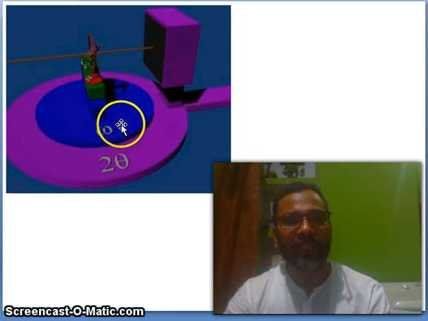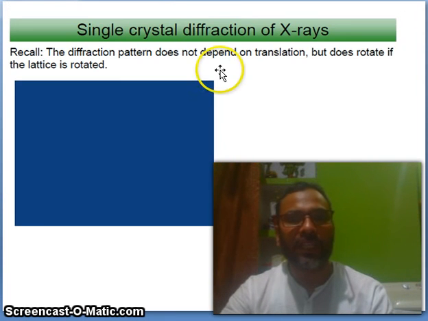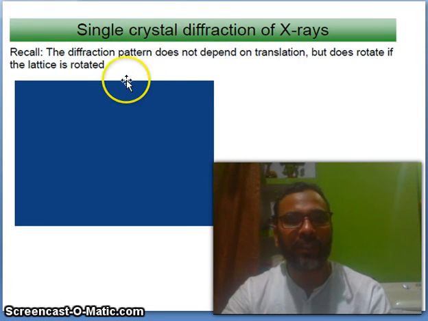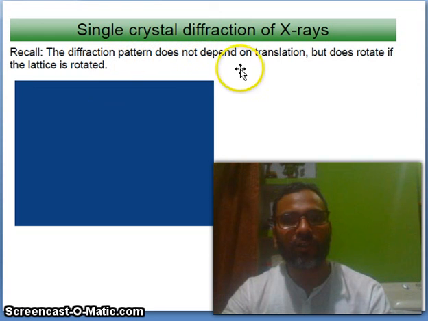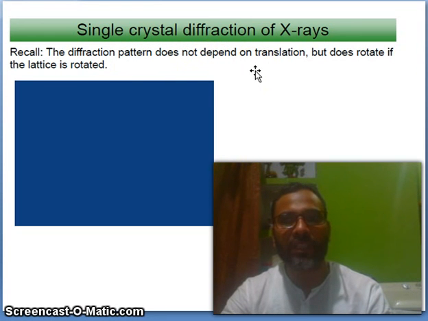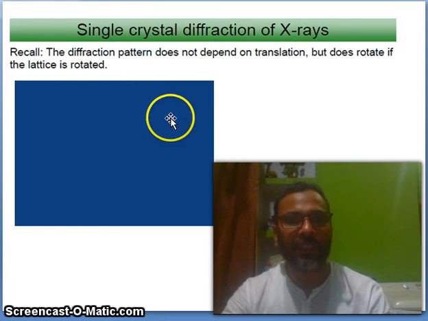In single crystal X-ray diffraction, the diffraction pattern does not depend on translations, but it does rotate if the lattice is rotated.